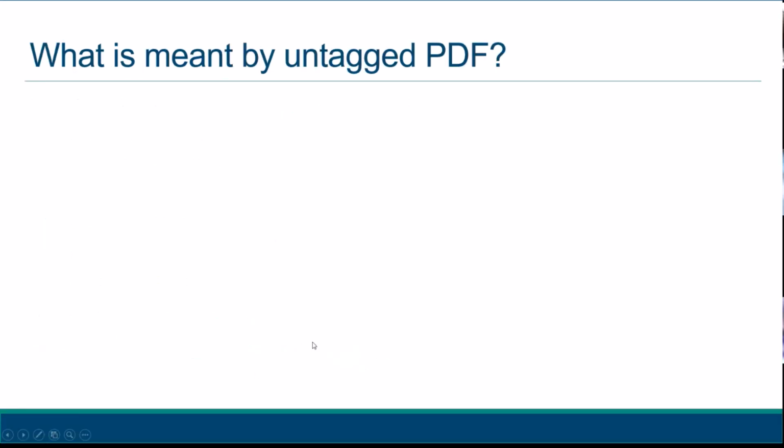Okay, so what is meant by an untagged PDF? Tags are essentially how the screen reader reads the content, and that's why you have to tag the document. An untagged PDF means it doesn't have any of this information. So if a visually impaired user tried to access the document, they couldn't read anything because there's no tags. And that's why we have to tag the document, and that's why we want to make sure it's tagged correctly.